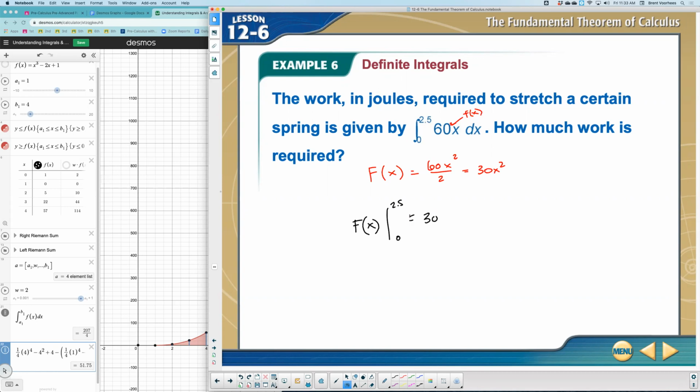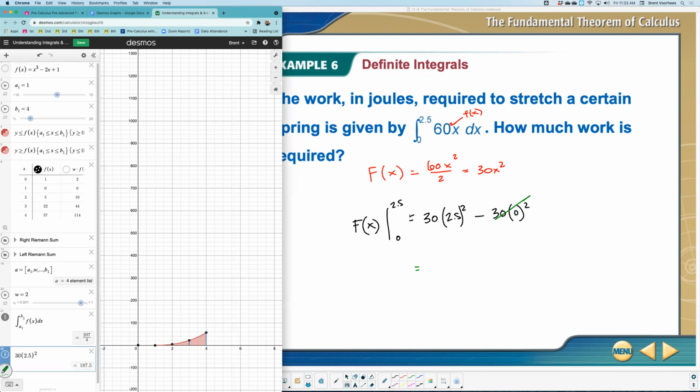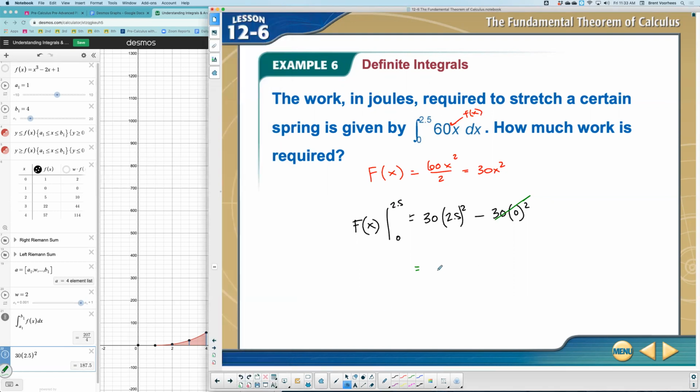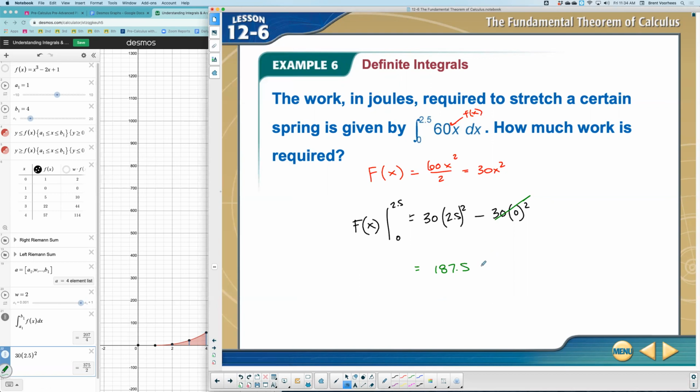So it would be 30 times 2.5 squared minus 30 times 0 squared, which 0 squared is 0 multiplied by 0. That's going to go away. So this will be 30 times 6.25, which is going to be just under 200, I believe. So let's go see what we get here. 30 times 2.5 squared is 187.5, which we could get as a fraction if we like, which is 375 over 2. And we'll say that's the answer.